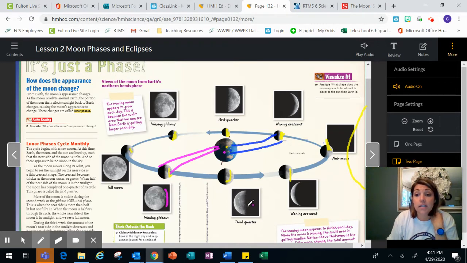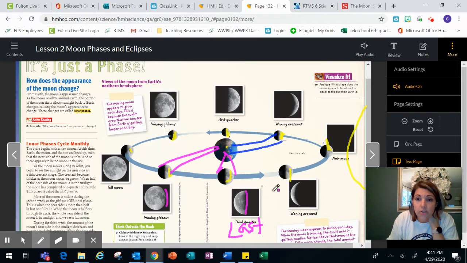And then it takes us to third quarter because you would look out. If you're here looking out, this would be your left. Imagine you're on the Earth, sitting on there looking out. So the left side would be shiny. It would look like half of it. This would be third quarter. Sometimes they call it last quarter. If you ever see last quarter, it just means the same thing. It's the same as your third quarter.